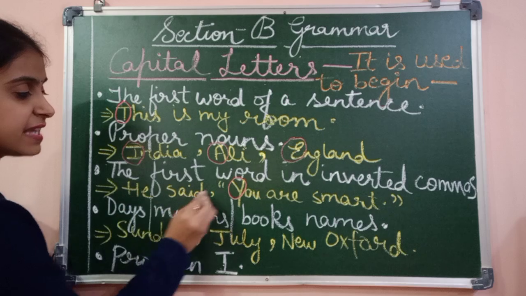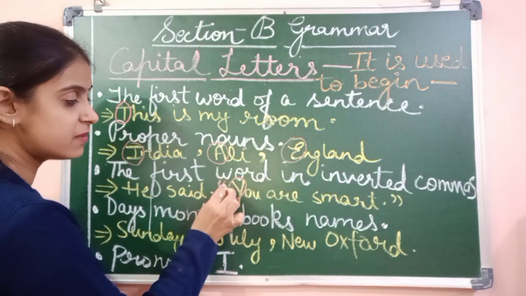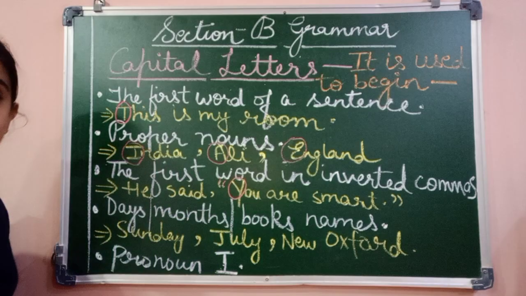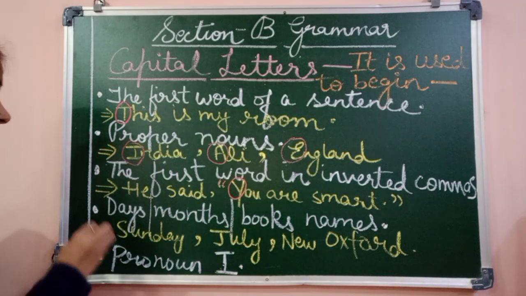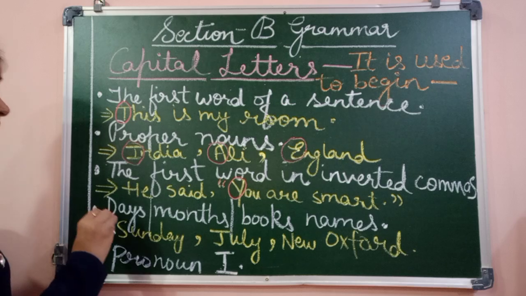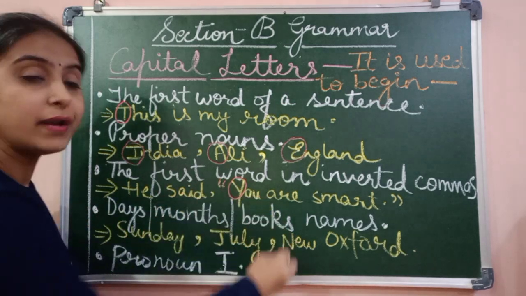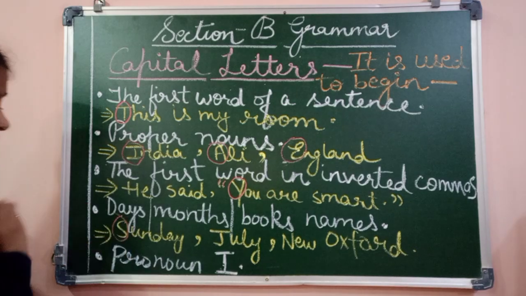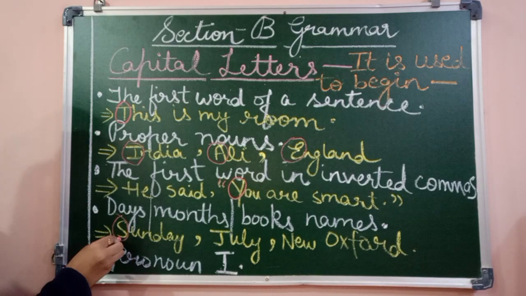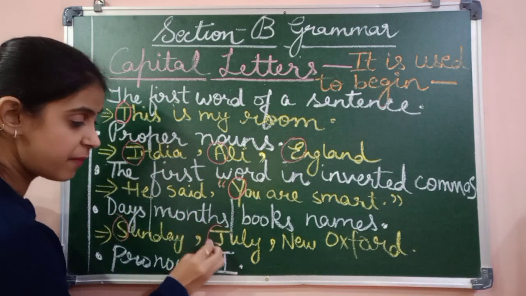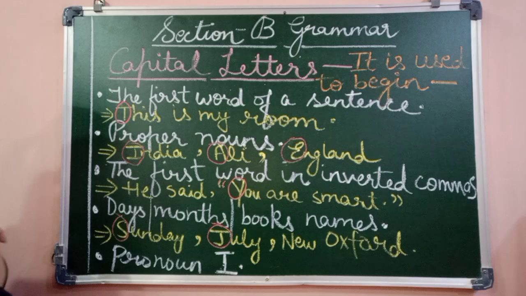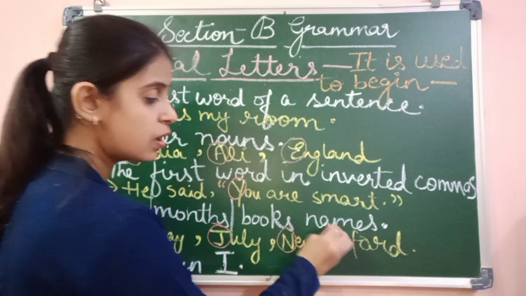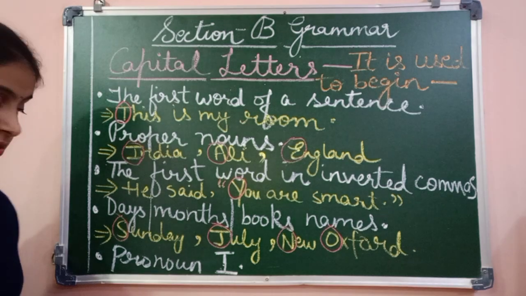Now here you see he said you are smart. So inside inverted comma, we have the first word you. So you see the Y of you is in capital letter. Alright. Then it is also used for names of days, month's name, or names of any special books. For example, Sunday. The name of any day, it begins with capital letter. Names of months, it begins with capital letter. Books names, New Oxford. So, it begins with capital letters, right?